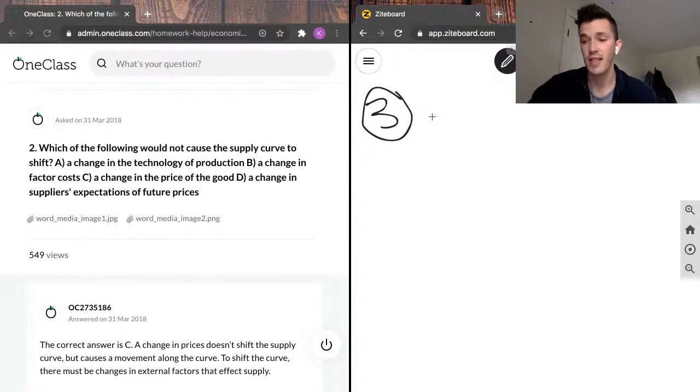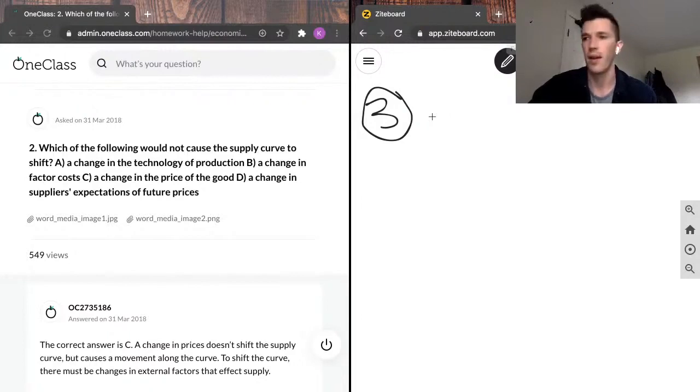Another one is change in taxes, change in cost of factor production. So that's essentially inputs. If you now need to use more inputs to produce the same amount, your supply curve is going to shift to the left. If you now need to use less inputs to produce the same amount, your supply curve is going to shift to the right. There's also expectations of future prices and also sometimes natural conditions.